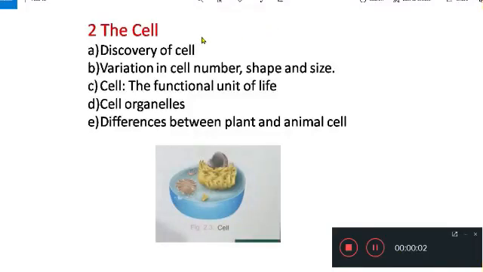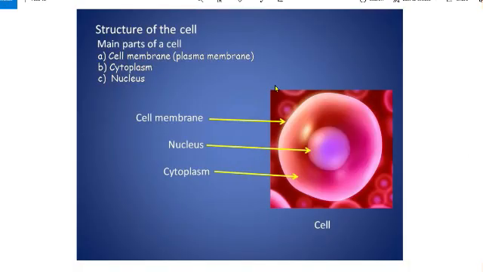Hello students, we were in the second chapter, the cell. We have discussed the first two topics, discovery of cell and variation in cell number, shape and size. We were in the third topic, cell, the functional unit of life, in which we have discussed structure of cell. Main parts are cell membrane, which is also called plasma membrane, cytoplasm and nucleus. We have seen their location. We have discussed cell membrane in some detail. We will discuss cytoplasm and nucleus also in some detail.